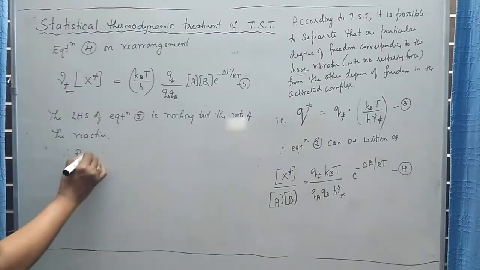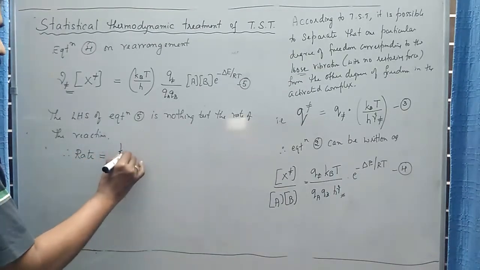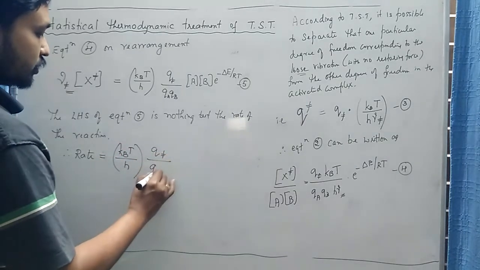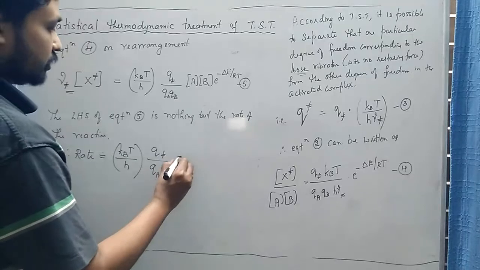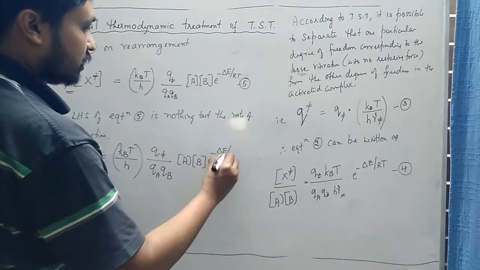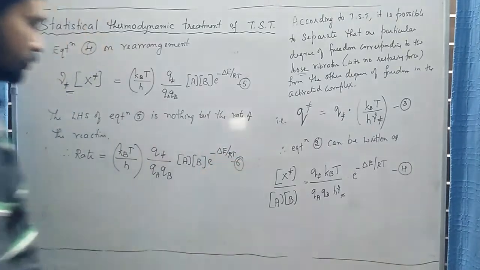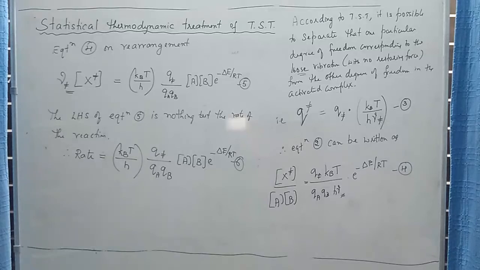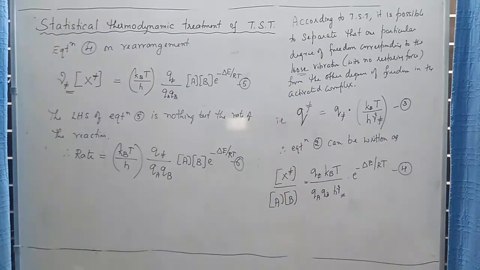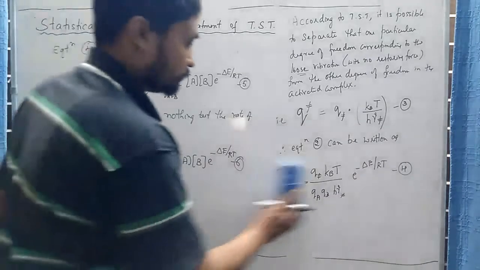Therefore, the rate of this reaction is kB T divided by h into Q dagger divided by Qa into Qb into concentration of A into concentration of B into e to the power minus delta E divided by RT. So this is the expression for the rate of the bimolecular reaction A plus B giving product as predicted by transition state theory. Remember, we are interested in obtaining an expression for the rate constant, that I had written earlier. So let us write an expression for the rate constant.